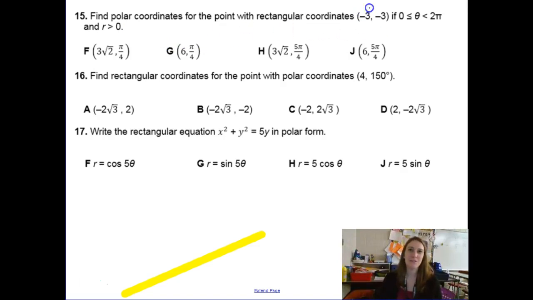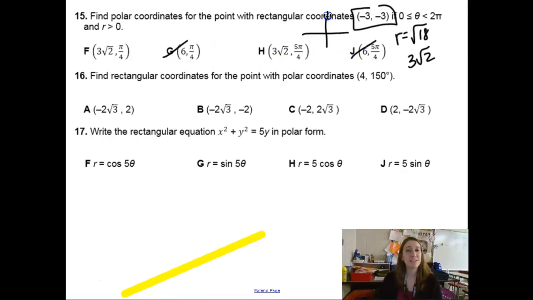All right, the polar coordinate for the point and rectangular coordinates. So they want you to do a little converting. First thing I would do is I would find r, which would be the square root of 9 plus 9, so that's the square root of 18, which is 3 square root 2. Let's figure out which angle they're referring to. I'm just going to sketch that. Negative 3, 3 would be down here. So does it make more sense to say 5 pi over 4 or pi over 4? And since they're both positive 3 square root 2, not going backwards, H is our answer.